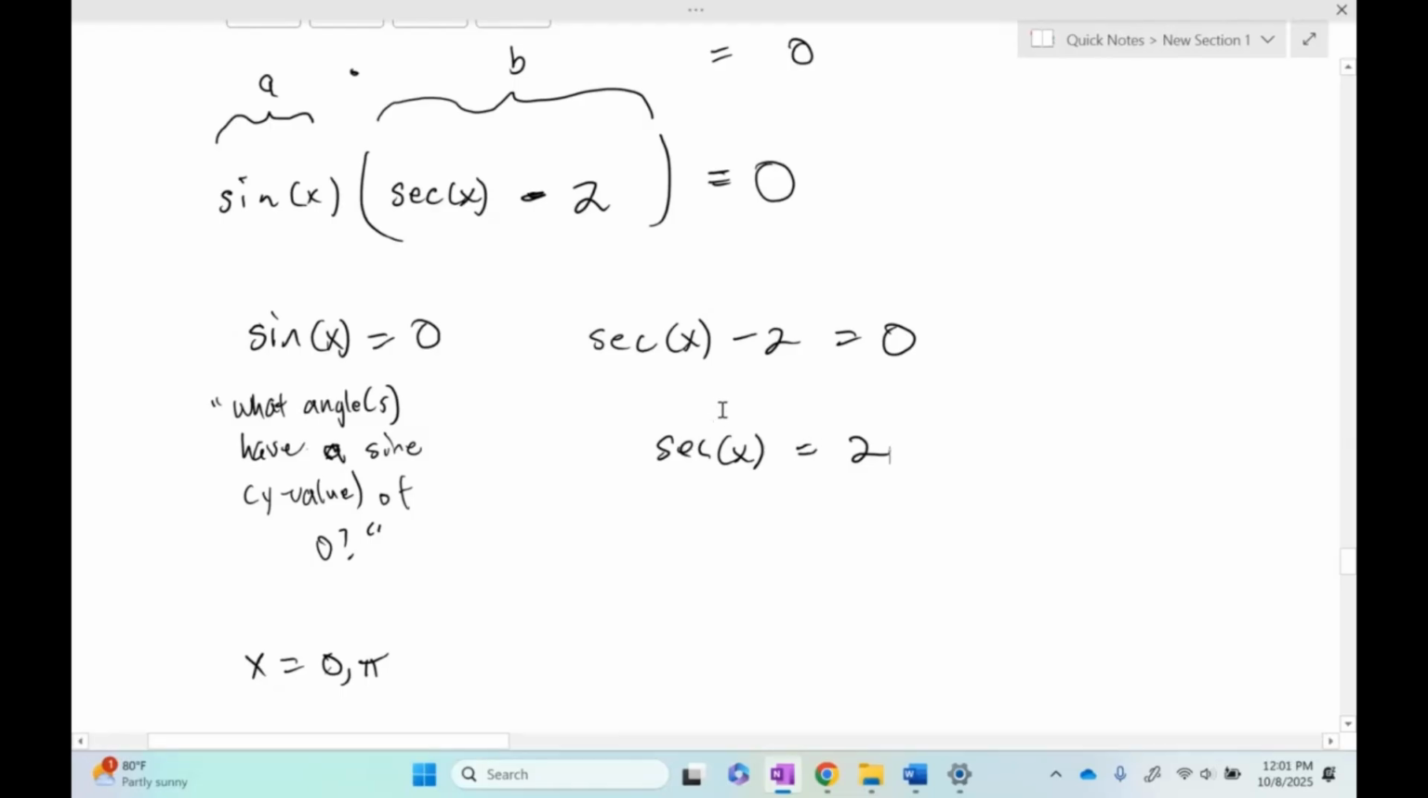So here again, this is now linear. We've isolated for the secant of x, and everything else is on the other side. So now we can interpret it. So we're going to interpret this as what angle or angles has a secant, and the secant is r over x, value of +2.